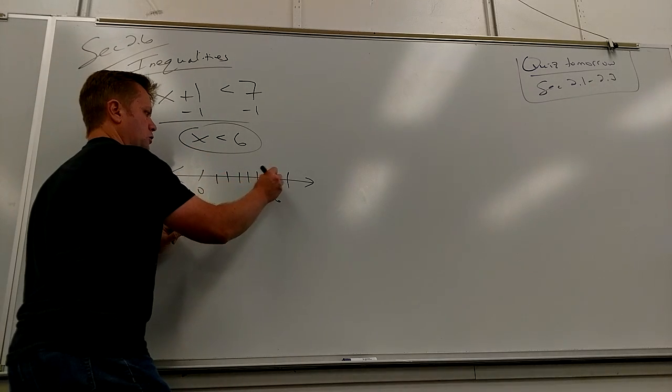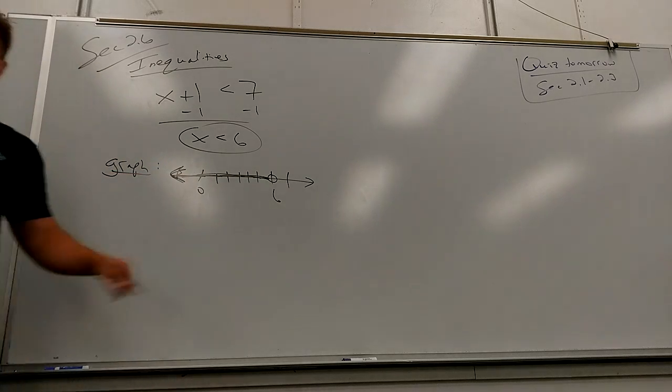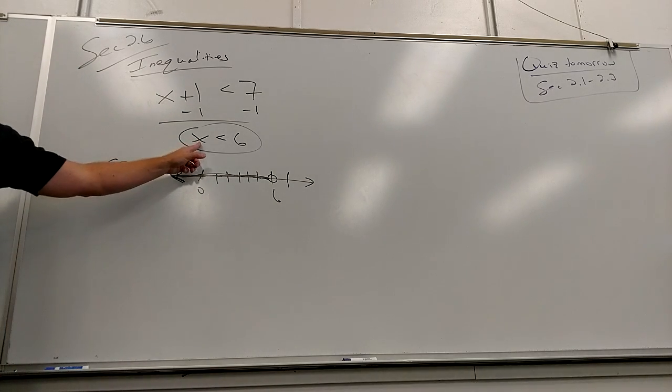So this will be an open circle. Why is that an open circle? Because I only want to shade where there are answers. And is 6 an answer? No.